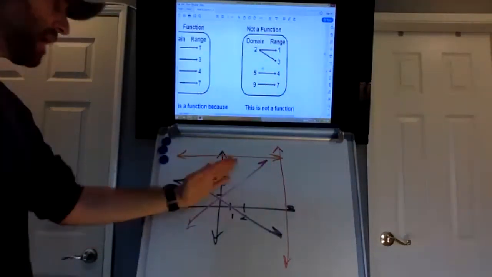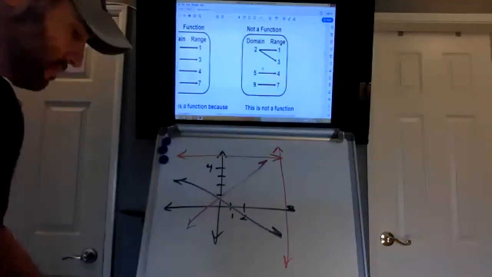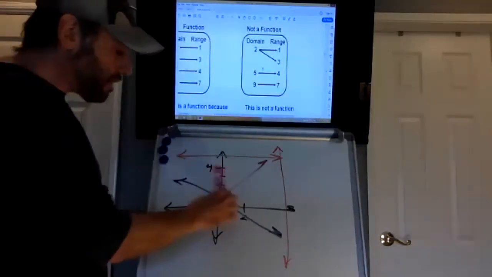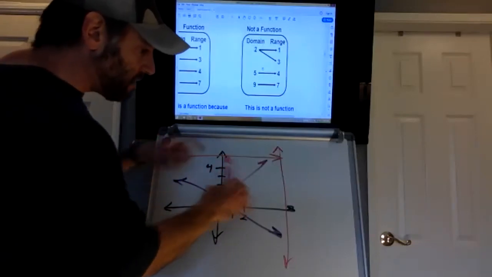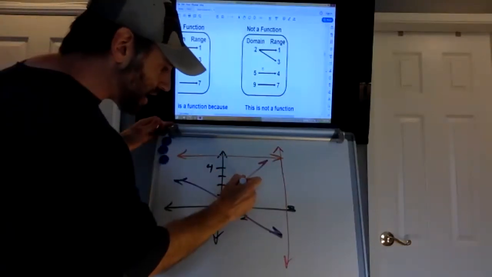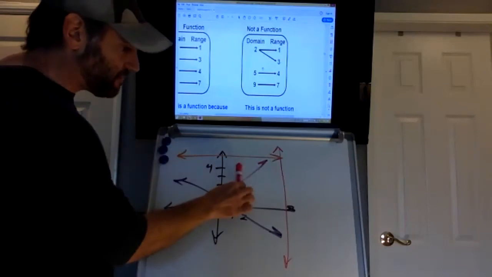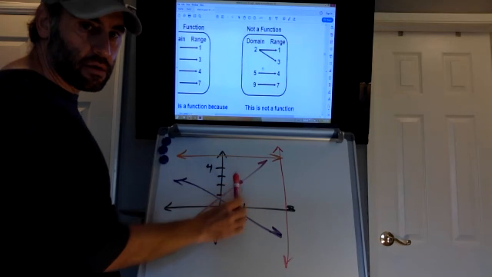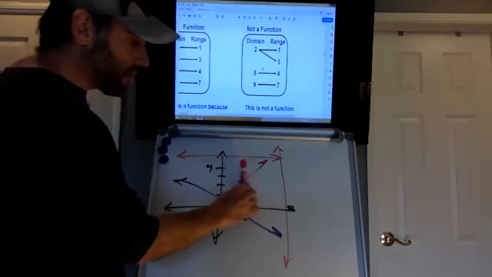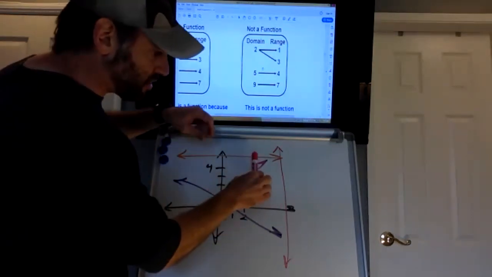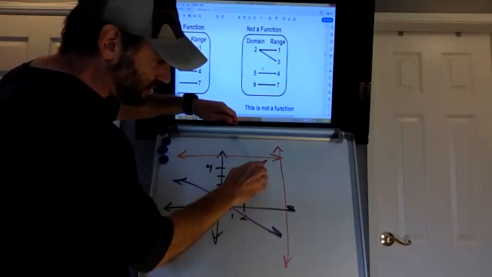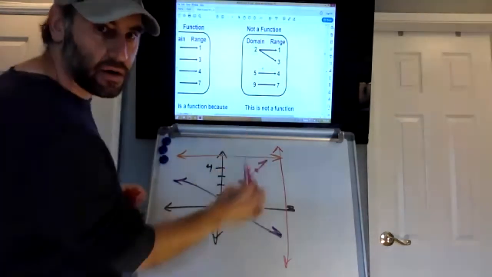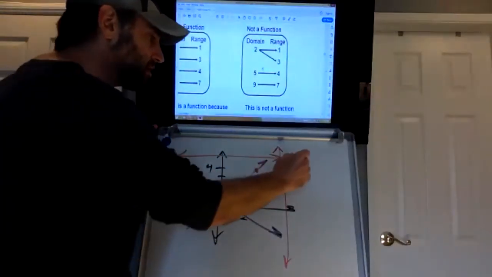Here, let's talk about pink. Hold up your pencil. The pink one is a function. If I hover my marker over that point, there is no other point above or below it, is there? No. So anywhere I go, let's say I take my marker to here, it's crossing right there, okay? There's no other point above or below it anywhere. All right, so that is a function.